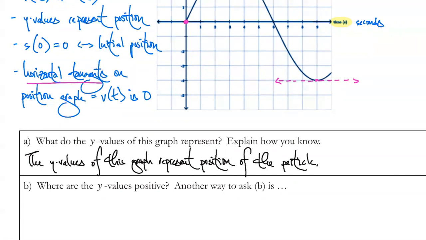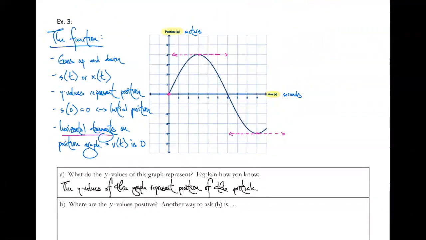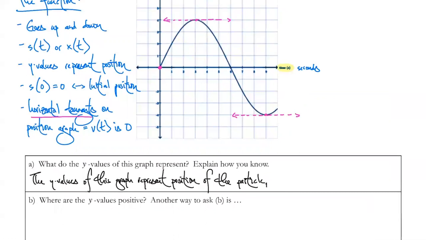And how might we say we know that? How did we know that based on the graph that we saw? Yeah, the y-axis is labeled that way. It says position right up here. So we can say the y values of this graph represent position of the particle since the axis is labeled position.